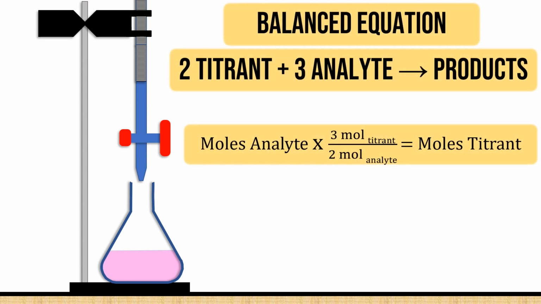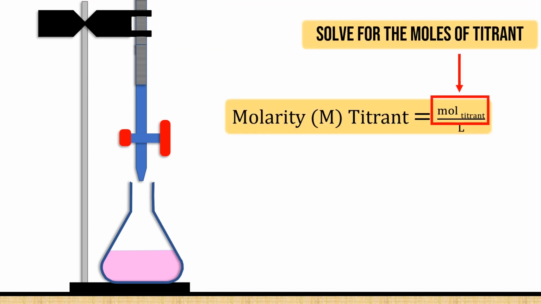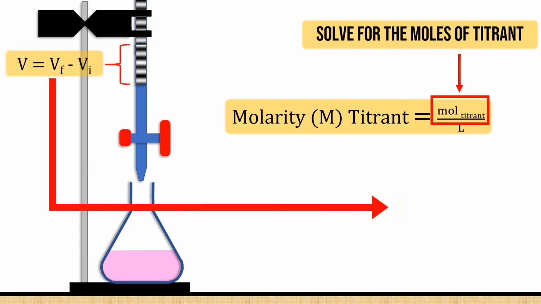The moles of analyte are known. We can use the balanced equation to convert to the moles of titrant. Now we know the moles of titrant. We can measure the volume of titrant used from the burette, and finally find the standardized molarity of the titrant.